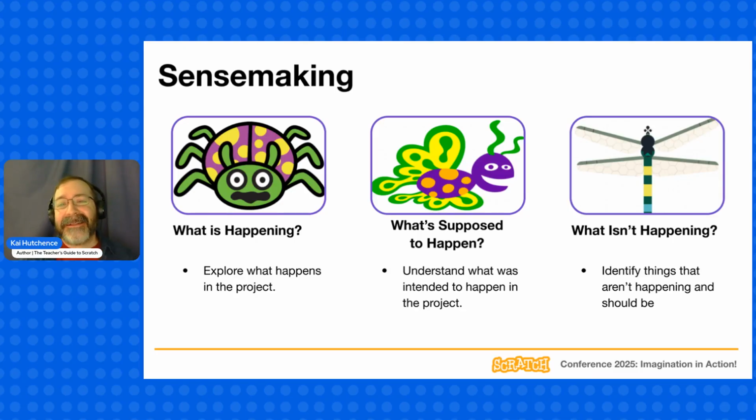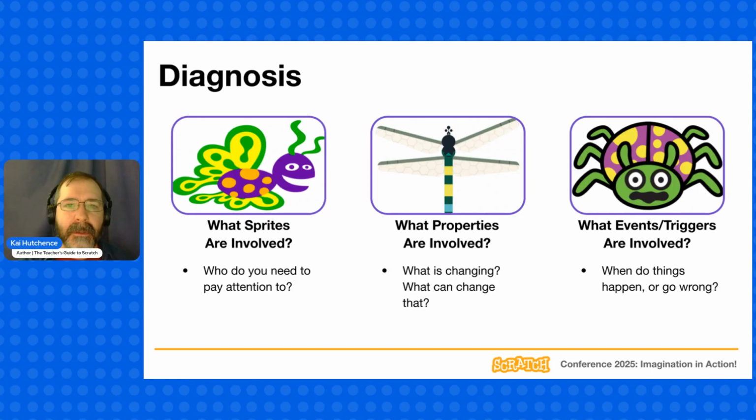So what can go wrong is just about everything. But we need to make sense of the project. So it's really about looking through it, going through the process, seeing what's happening, what's not happening, what should happen, what shouldn't happen, and just identifying all of those things. Then we can move on to diagnosing the problem.